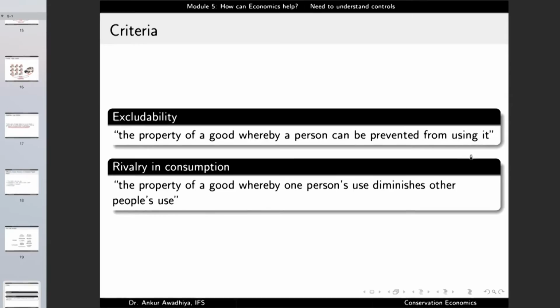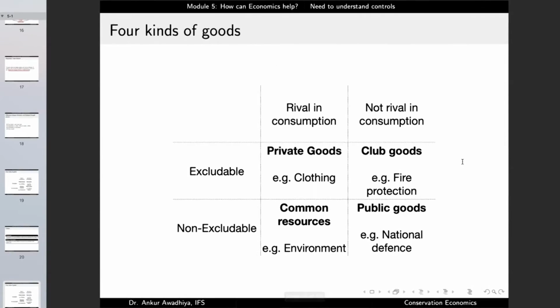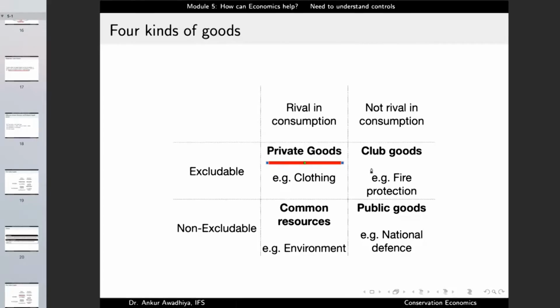Now, on the basis of excludability and rivalry in consumption, we have four different kinds of goods. There are certain goods that are both excludable and rival in consumption, which are known as private goods, such as clothing. Clothing is excludable because I can always say that this is my cloth and I will not permit you to use it. At the same time, it is rival in consumption because if I purchase one piece of cloth from a shop, then it is not available for you to purchase. So there is a rivalry in consumption. Either I can have this cloth or you can have this cloth.